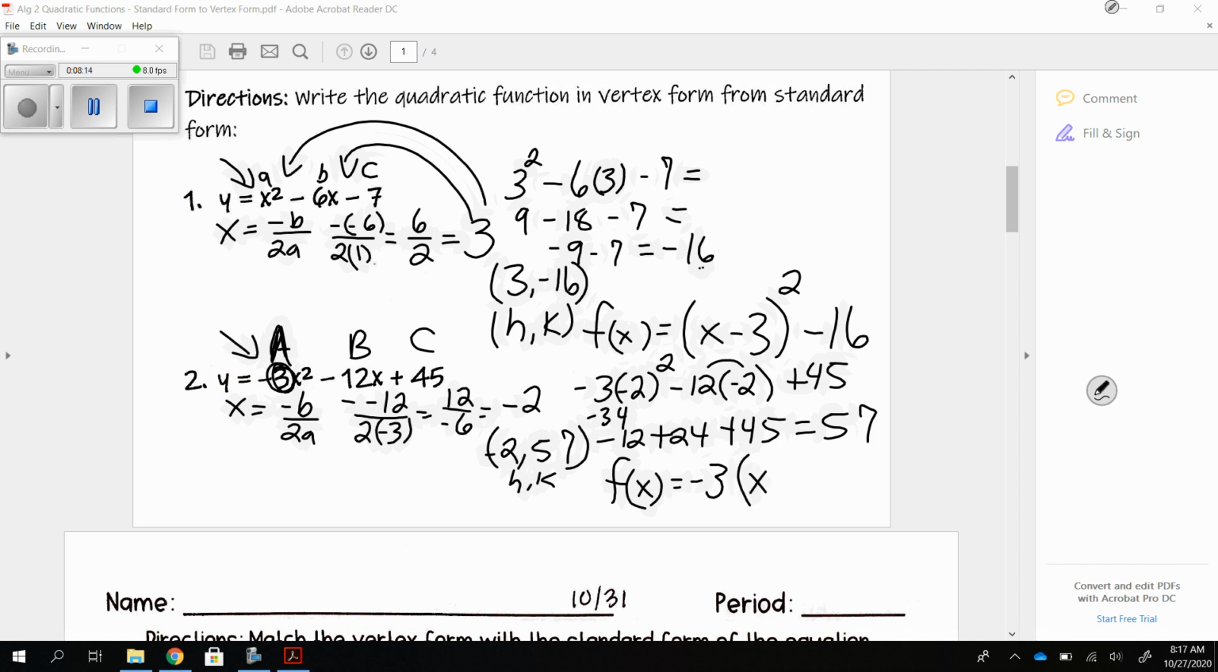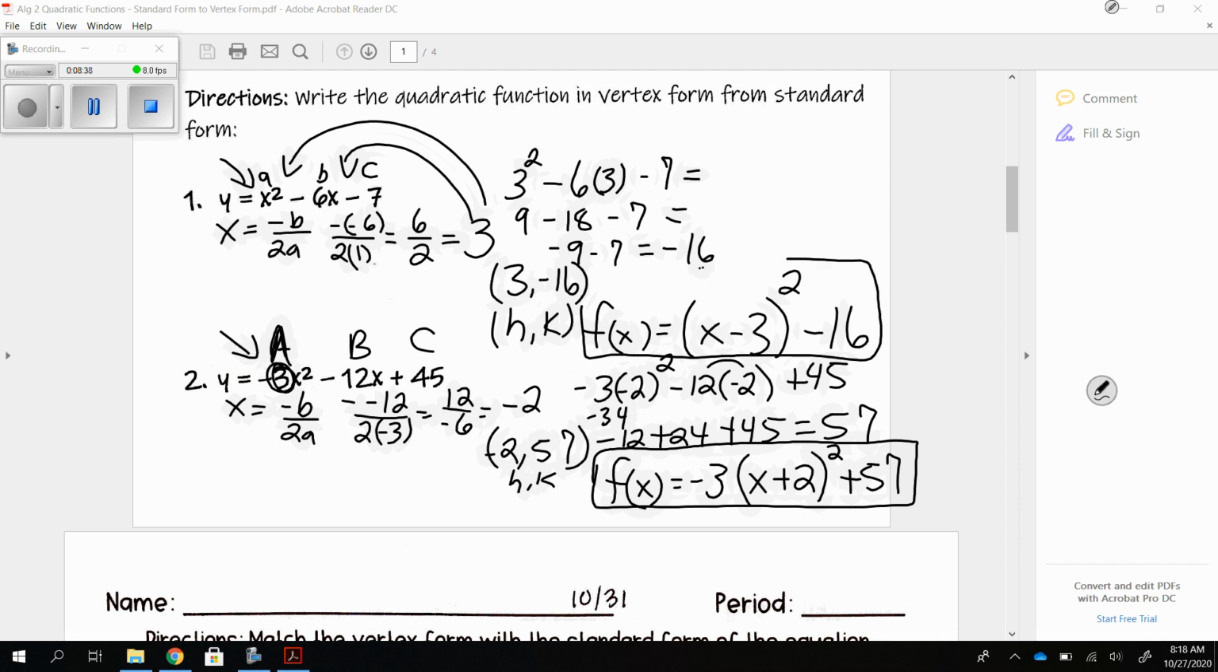X, we see, what is h? H is negative 2, so we do the opposite. X plus 2 squared, and then plus 57. And this is our final answer. We took the equation in standard form and we put it in vertex form. So this one is our answer to number 1.